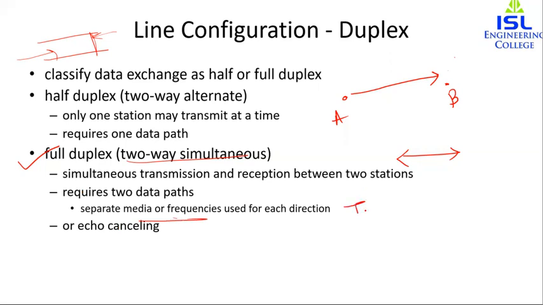Suppose we are using twisted pair. In the last class, we have seen about twisted pairs. So if we are using twisted pair, in the case of full duplex, we will require two different twisted pairs for the transmission of data. But in the case of half duplex, we will require only one twisted pair.